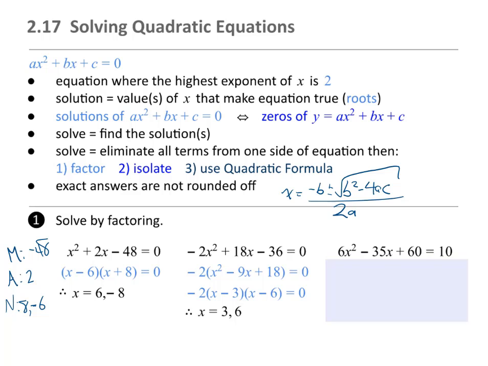Next example. Can we take out a factor? Well, actually, we have to isolate the variable. We have to bring the 10 over. The 10 will become negative, and we'll get 50. Can we take out a factor of 6? Well, no, because 35 is not divisible by 6.